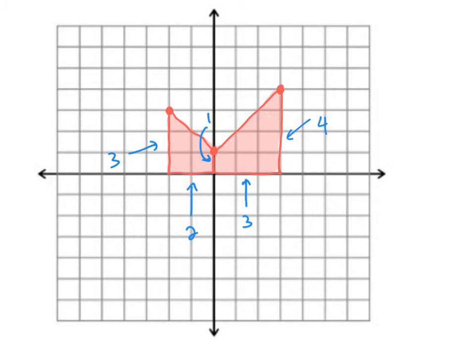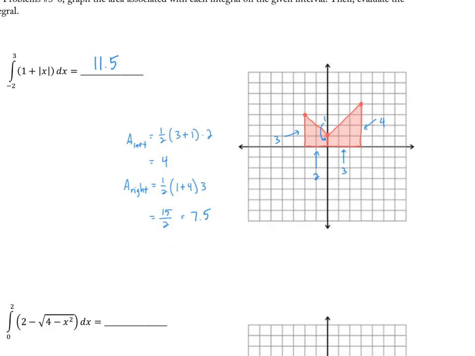Just so you know too, you could also just add up all the boxes. Here's 1, 2, 3, 4, 5, 6, 7, 8, 9. And then you have half boxes. So these two is 10, 11 and a half. So you don't have to always do it that formal way.